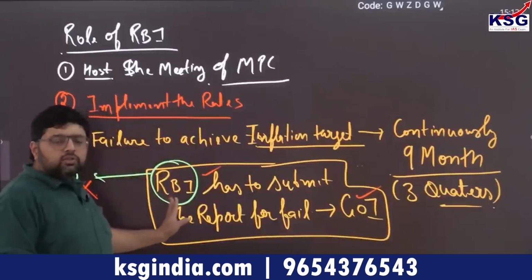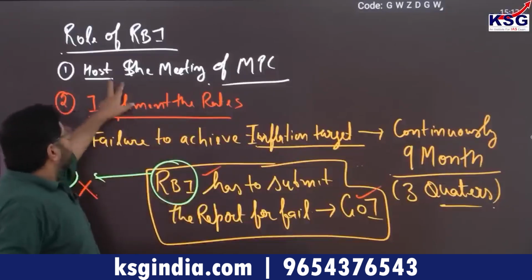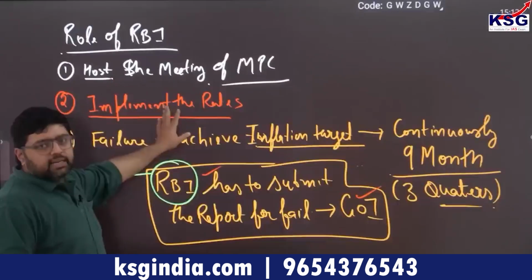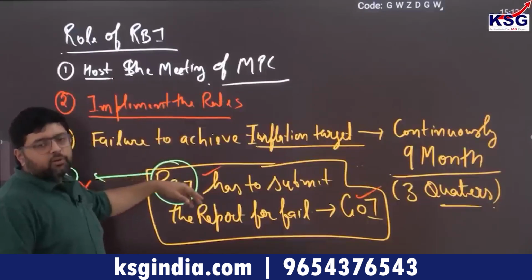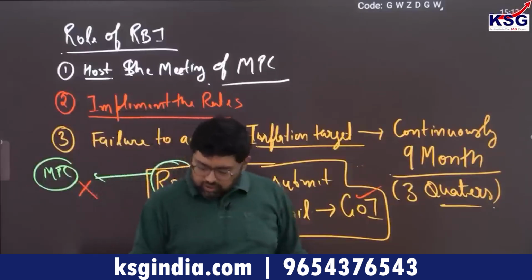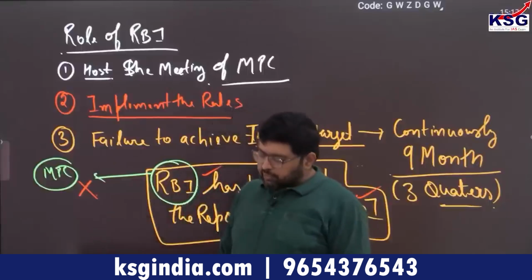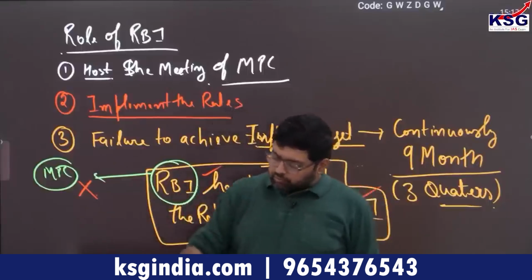So this is the role of RBI. RBI has 3 roles. First, it will host the meeting, whatever is decided it will implement, and if it is not able to achieve the target, or there is failure, it will submit the failure report also. It is not your Monetary Policy Committee which will submit the report. It is RBI. Clear? Now moving further.